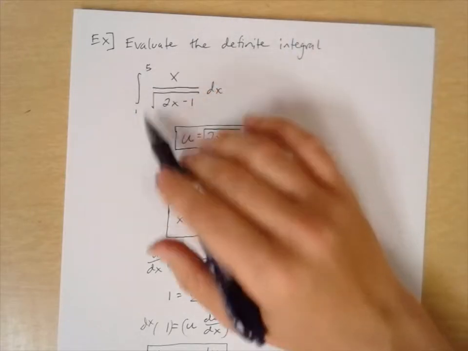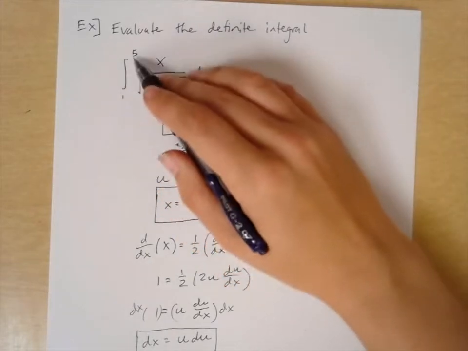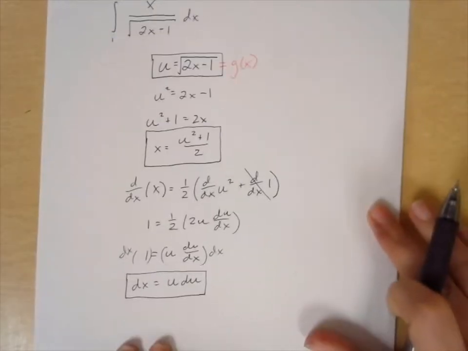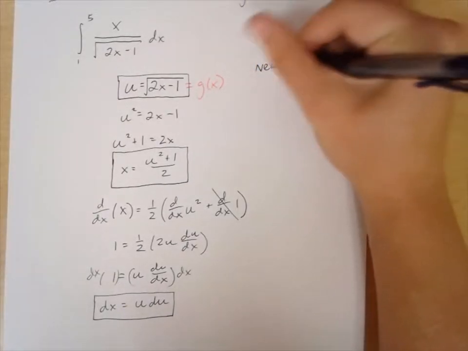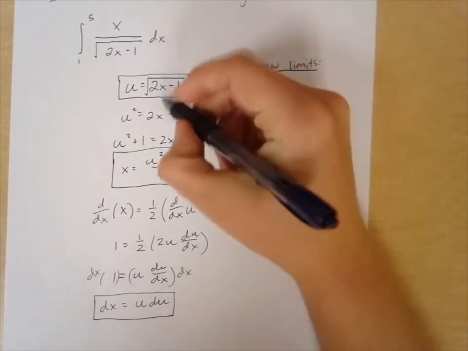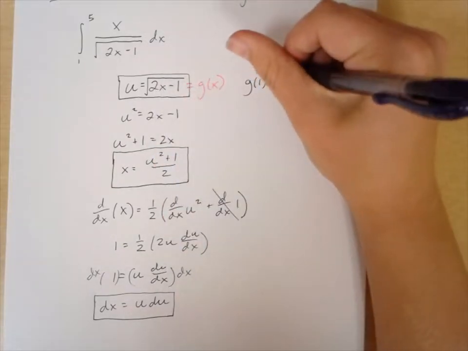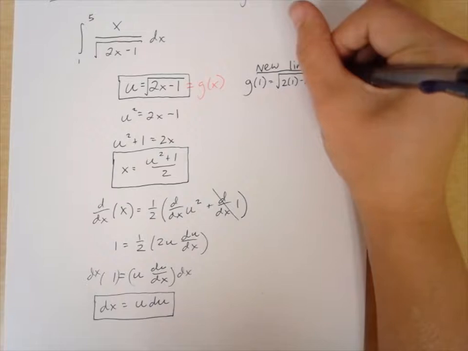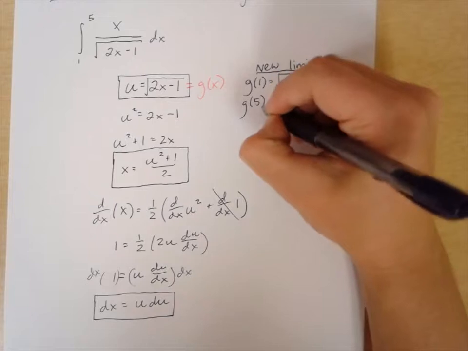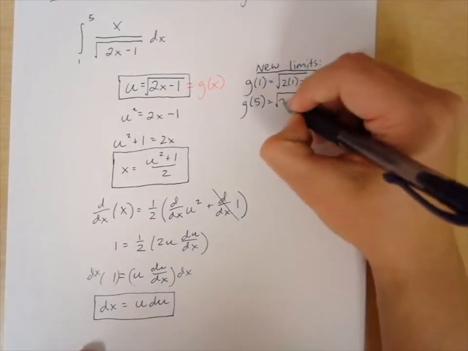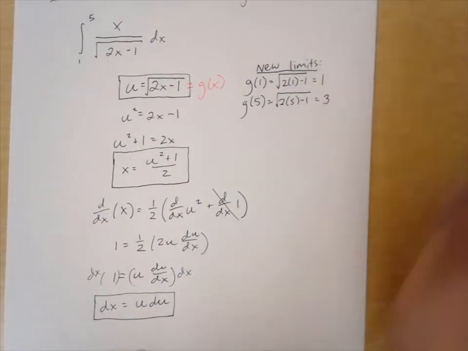However, I need new limits too. So I'm going to find those new limits by evaluating g of x at these values here, at 1 and at 5. My new limits are going to come from g at 1. When I throw a 1 in here, I get radical 2 times 1 minus 1, which is the square root of 1, which is just 1. And then g of 5, I substitute in a 5, and I get radical 2 times 5 minus 1, which is radical 9, and that becomes 3.